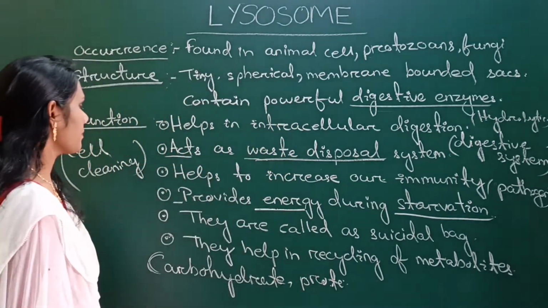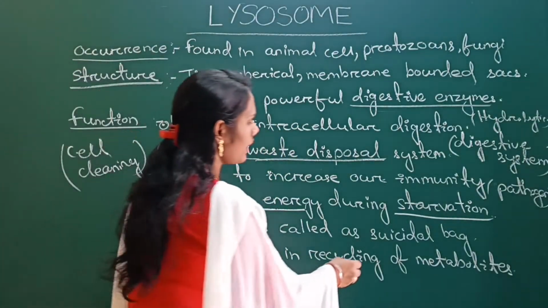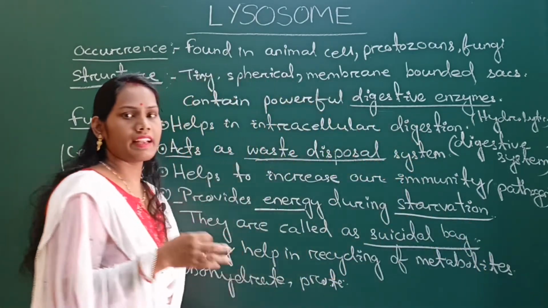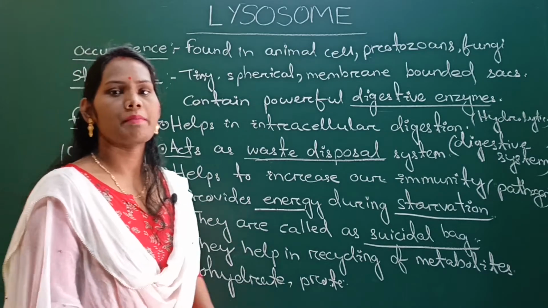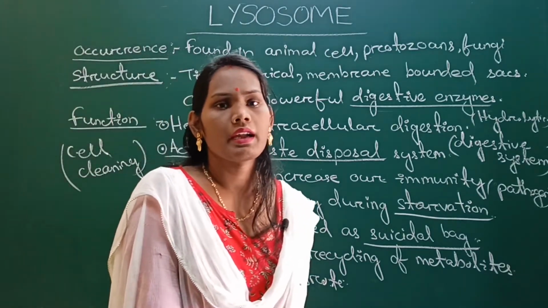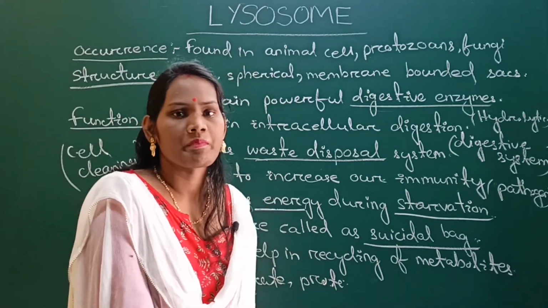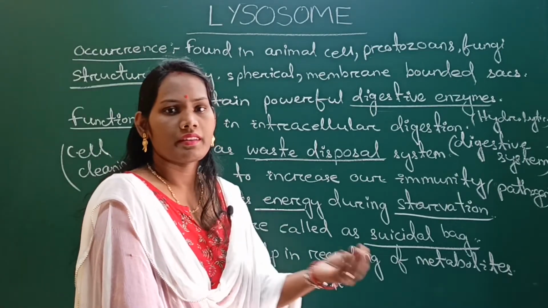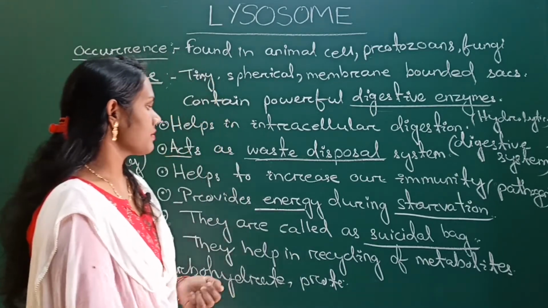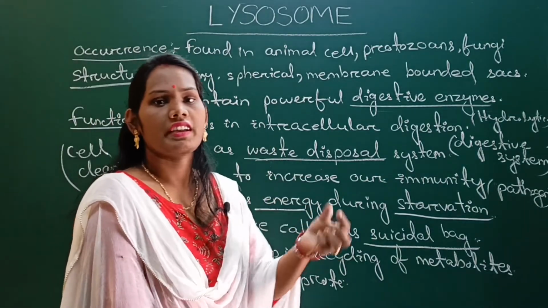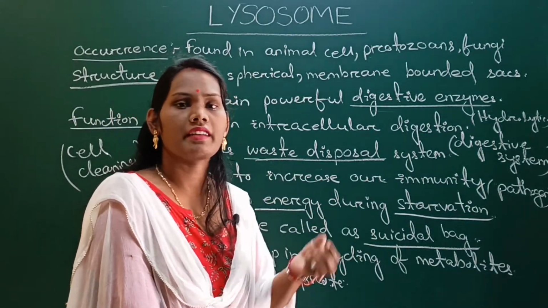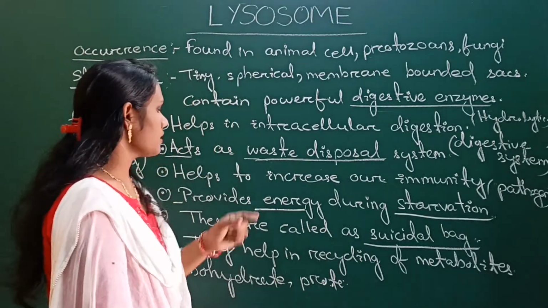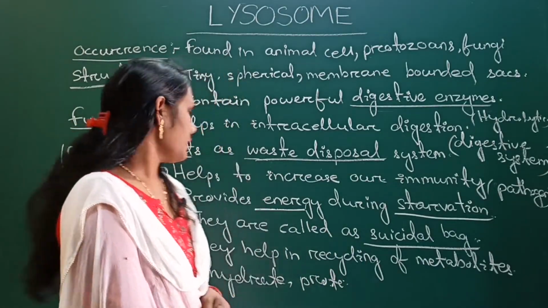Okay, next function, they are called suicidal bags. Why is it called a suicidal bag? So when a cell gets damaged, the cell may burst. By the bursting of the cell, the lysosome can release the digestive enzymes, and by the power of the digestive enzymes, it can destroy its own cell. The lysosome can destroy its own damaged cell. That's why it is called the suicidal bag of the cell.